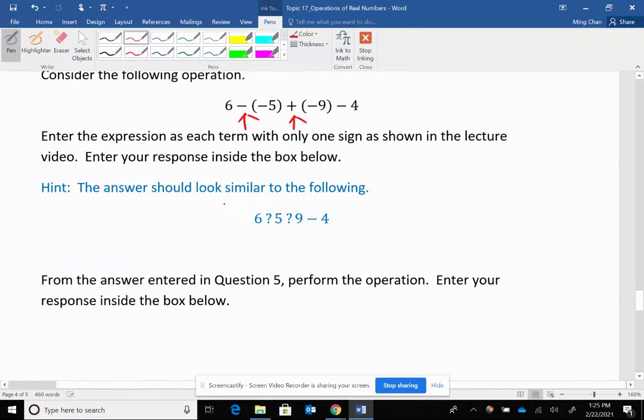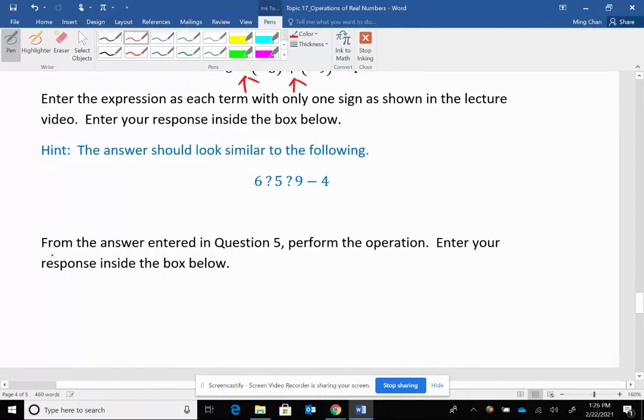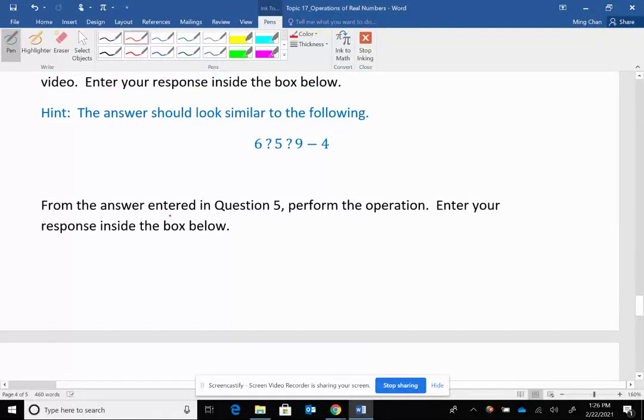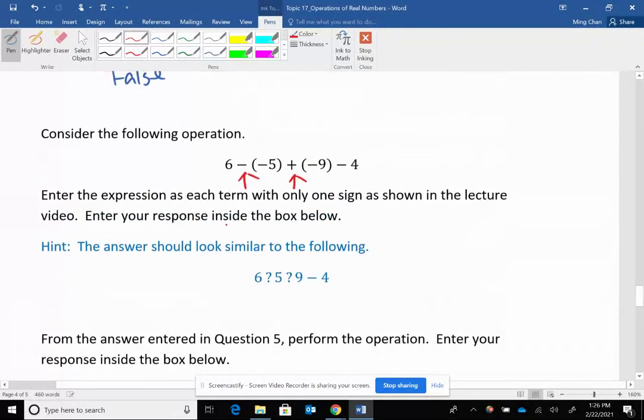Once you enter this whole expression, then the next question is on the answer you got from question 5, which is this question: perform the operation, then tell me what the answer is. So these 2 are 2 separate questions using the same expression.